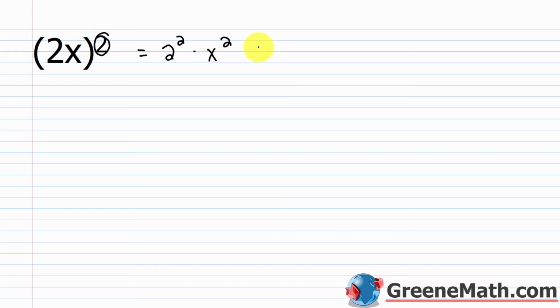Now I could further simplify this if I wanted to, because I know 2 squared is 4. So I could write this as 2 squared times x squared like that, or I could write it as 4x squared. And there's all kinds of manipulation that we're going to have to go through when we get to polynomials. It's just very important to know the rules so you know what's legal and what's not.